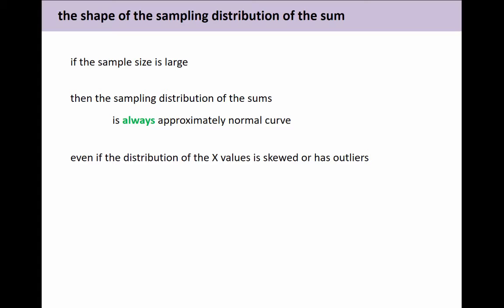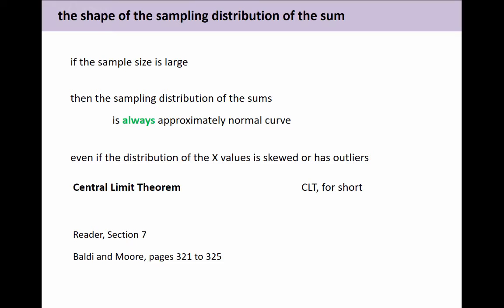So this amazing fact, that if the sample size is large, then the sampling distribution of the sum is always approximately normal curve, is the result that's called the central limit theorem. Now Baldi and Moore just state this, and we're just going to state it in section 7.2. The CLT is what I'll call it for short. The proof takes some pretty darn elegant calculus. So we're going to rely on the shoulders of giants and talk about how to use this result.